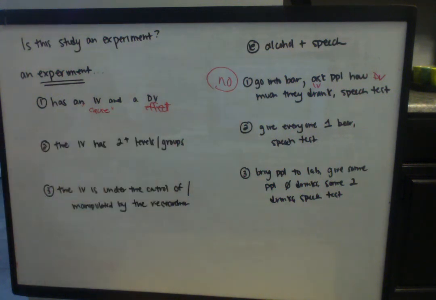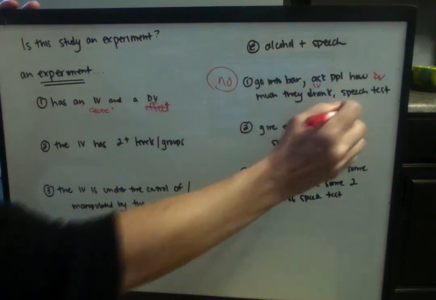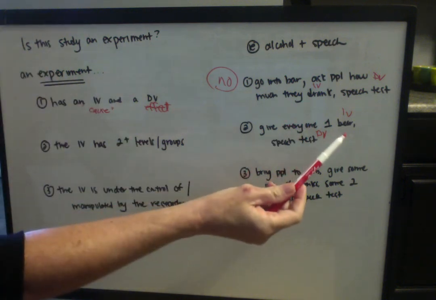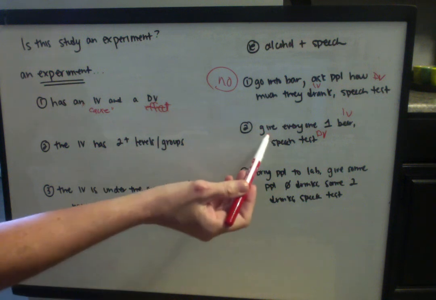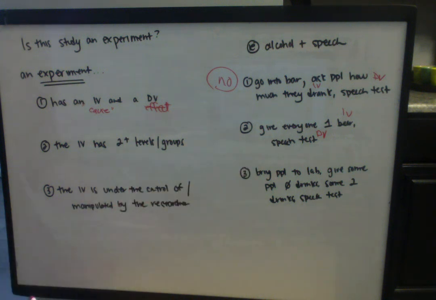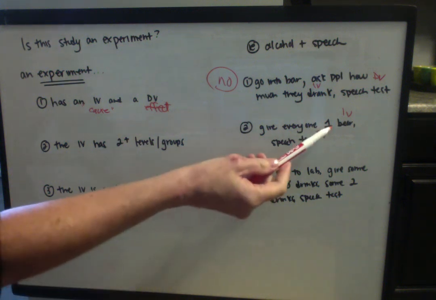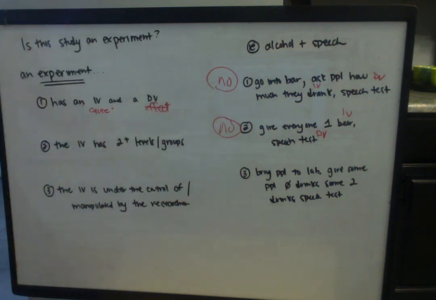All right, let's try the next one. Let's say we bring people into our lab, we give everybody a single beer, and then we give them that same speech test. Do we have an independent and a dependent variable? Yeah, alcohol is our independent variable, and our dependent variable is the test. Does the independent variable have two or more levels? We gave everybody a single beer. Did we compare 0 to 1? Did we compare 1 to 2? No, we didn't. So we violated this second criteria. Already we know it's not an experiment, but let's go down to the last one. Is the independent variable being manipulated by the researcher? Yes, it's the researcher that's giving them the alcohol. So we did meet this criteria, but we violated criteria 2, so this one is not an experiment.